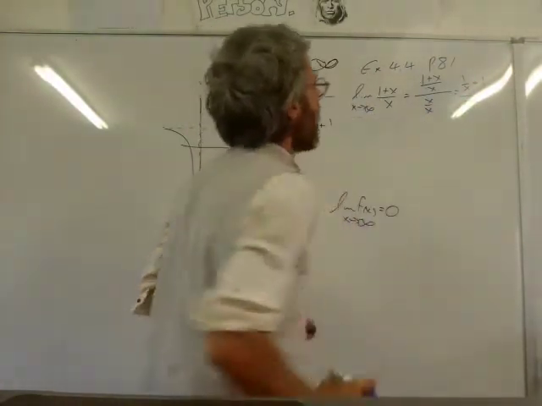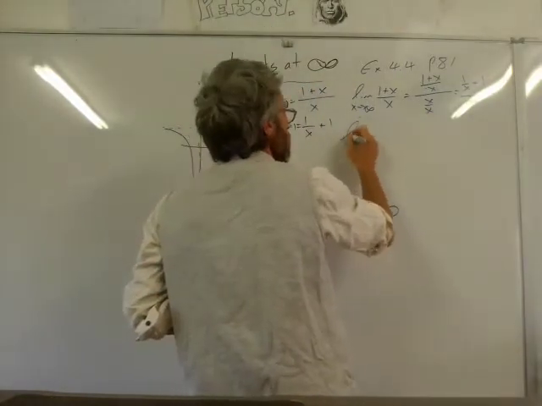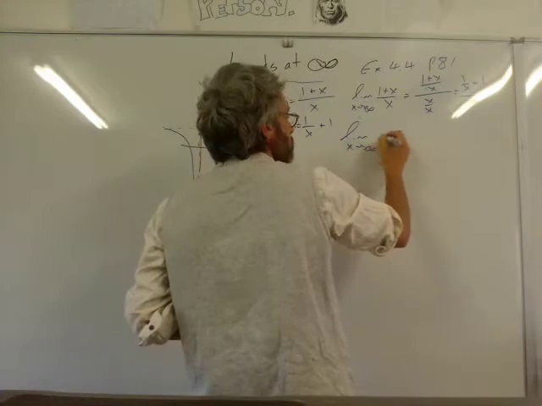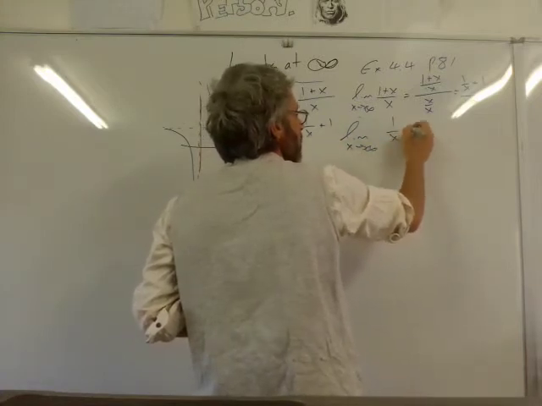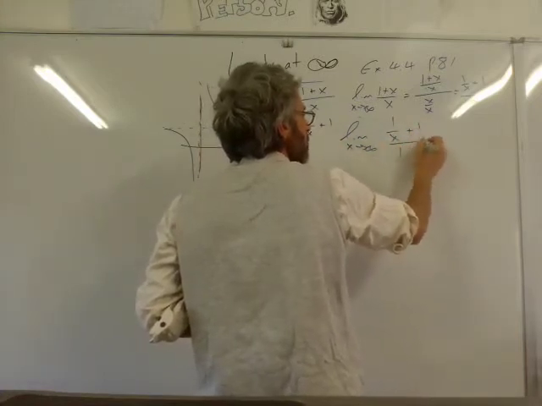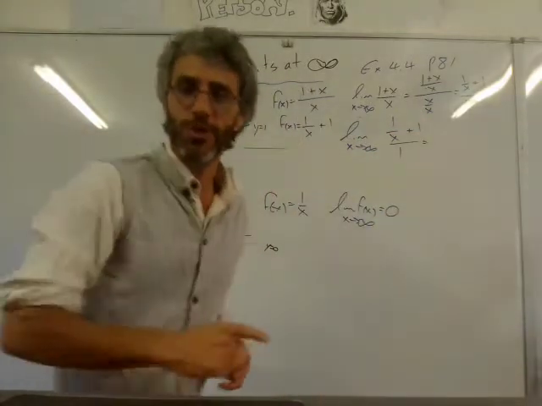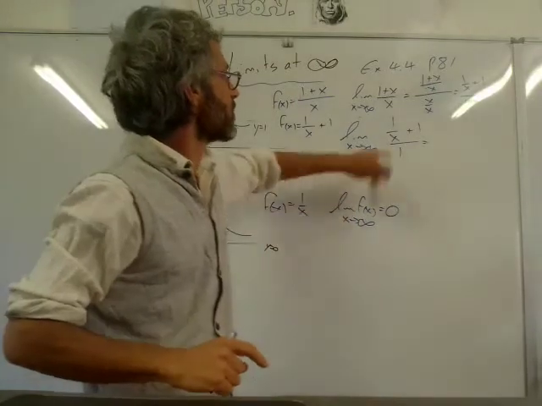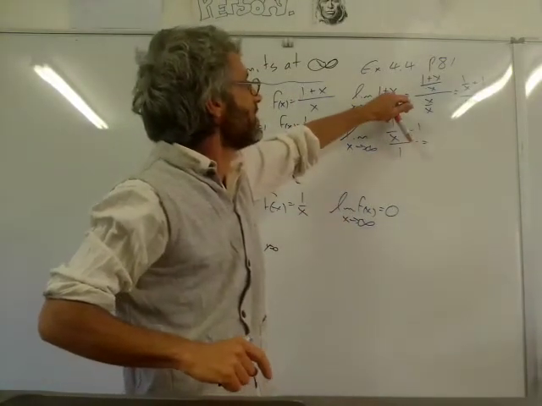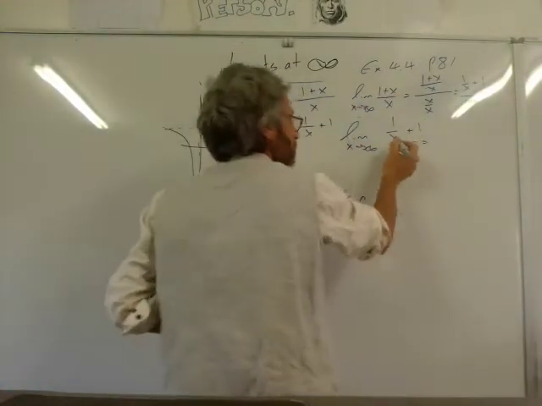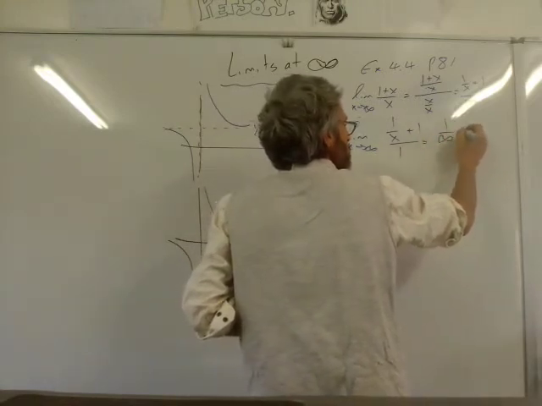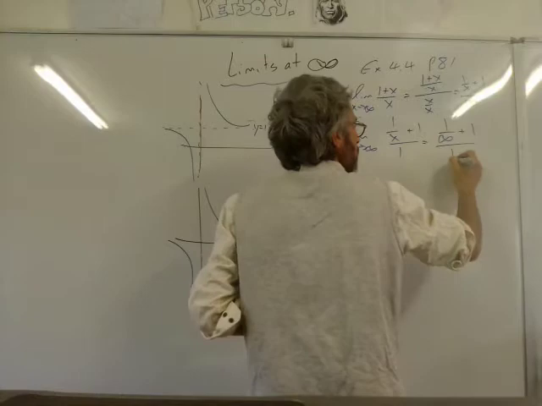Now, I'm going to substitute. I'm going to rewrite it. It's the limit as x approaches infinity of 1 over x plus 1, divided by 1. So now I substitute infinity instead of x. The idea was to get rid of all the, you'll see it in a second. So I'm going to put infinity instead of x. I'm going to write 1 divided by infinity plus 1, divided by 1.